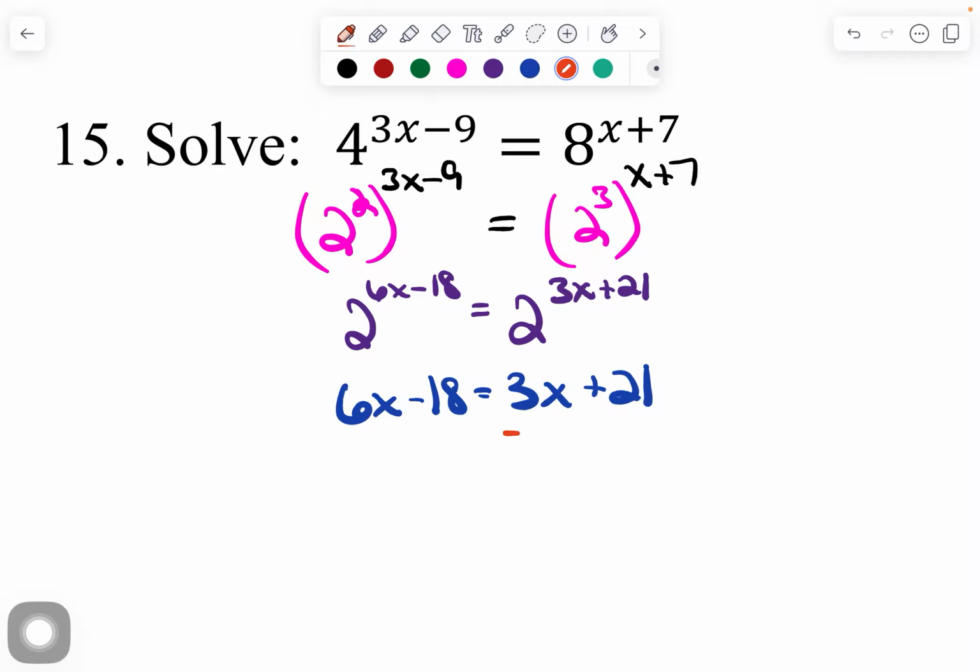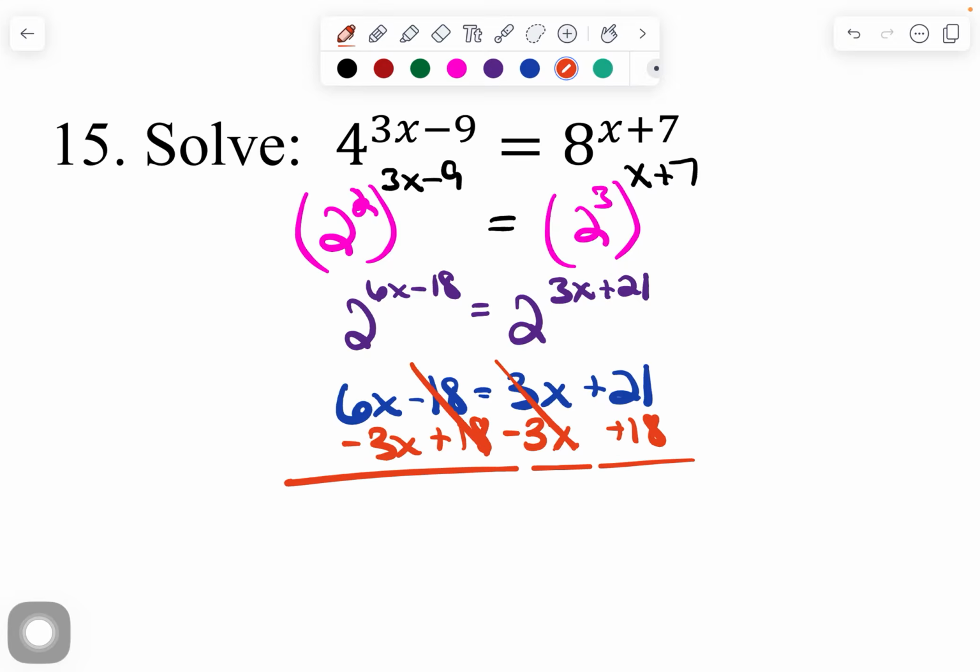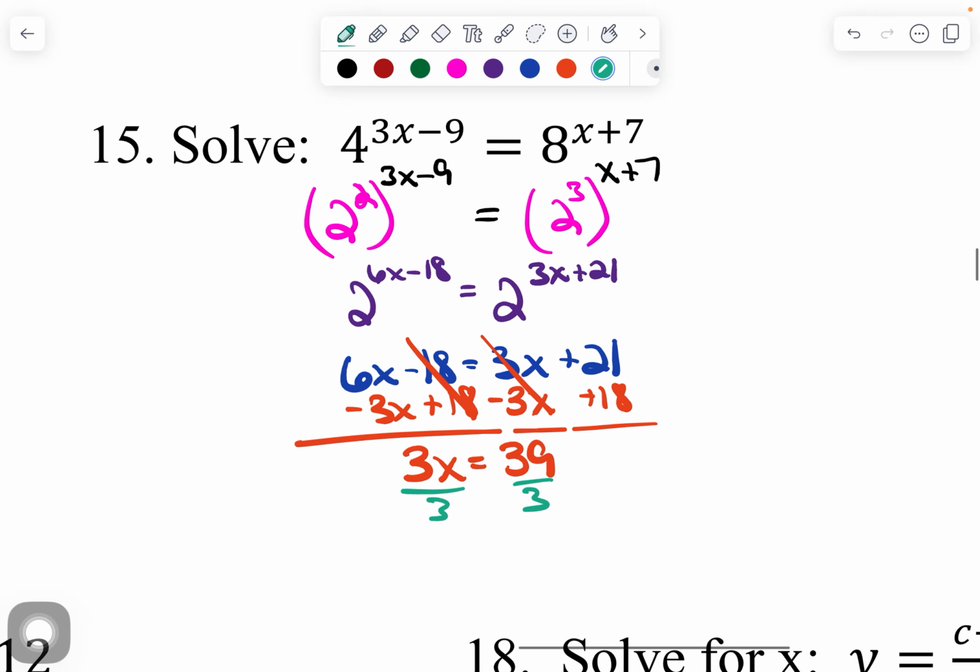I'm going to get all the x's together on one side. So subtracting 3x. I'm going to get all the constants together on the other side. So 18 is gone, 3x is gone. 6x minus 3x is 3x. 21 plus 18 is going to be 39. I'm going to divide, that's 39. Divide both sides by 3. I had to think there for a second. And after all this hard work, you're going to tell me that x is equal to 13. All right, so that's number 15.